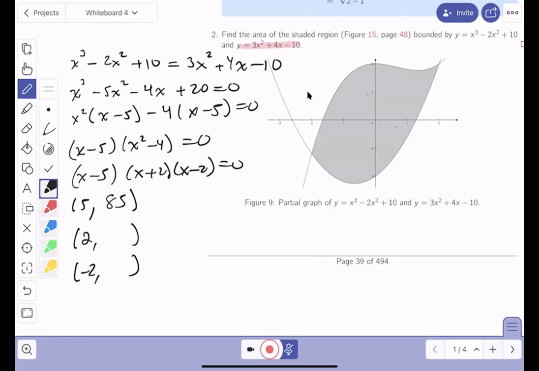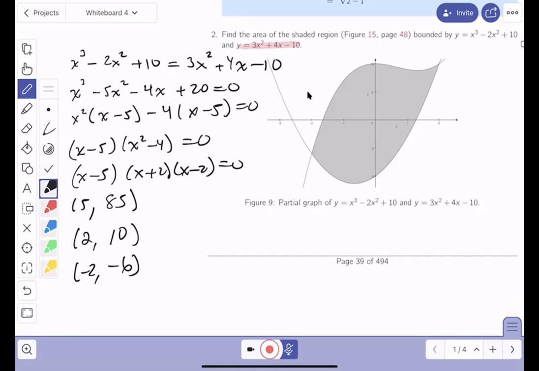I plugged a 2 in. You can get 3 times 4 is 12, plus 8 is 20, 10. Put this over here. Going to put minus 2 in there. What do you get? 12 minus 8. 12 minus 8 is, let's see, 4. 4 minus 10 is minus 6.